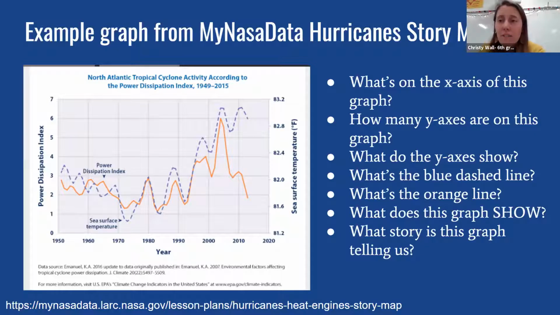This is a graph that I used a little over a month ago in my class. It's also a My NASA Data graph, from the Hurricanes as a Heat Engine story map. My students don't get a whole lot of science before they reach 6th grade. They had no idea what a power dissipation index meant, right? When we started this story map, they didn't know the difference between a hurricane and a tornado, right? I mean, we don't have hurricanes out here in New Mexico. So how are they supposed to know about it?